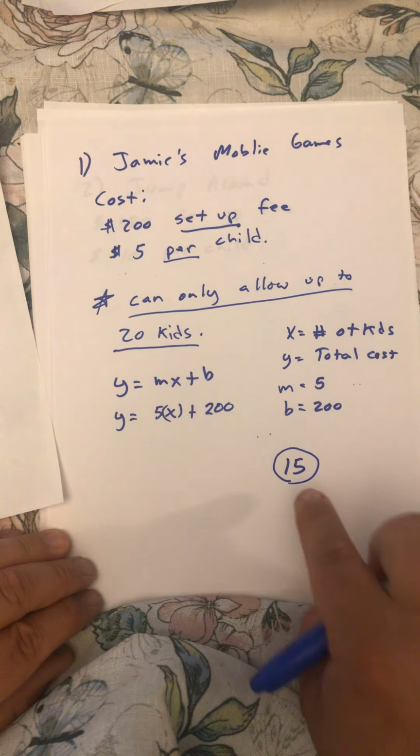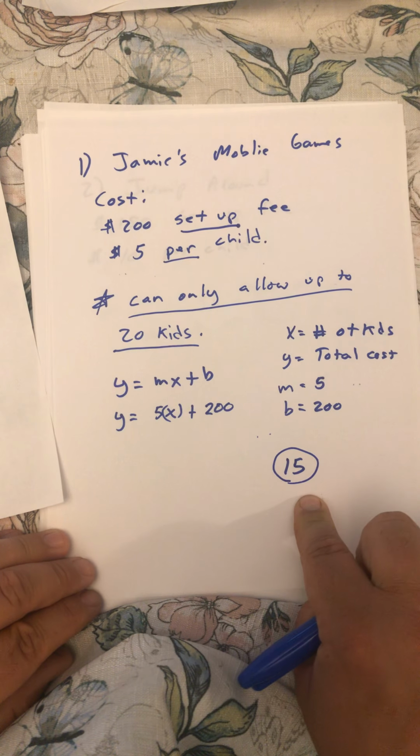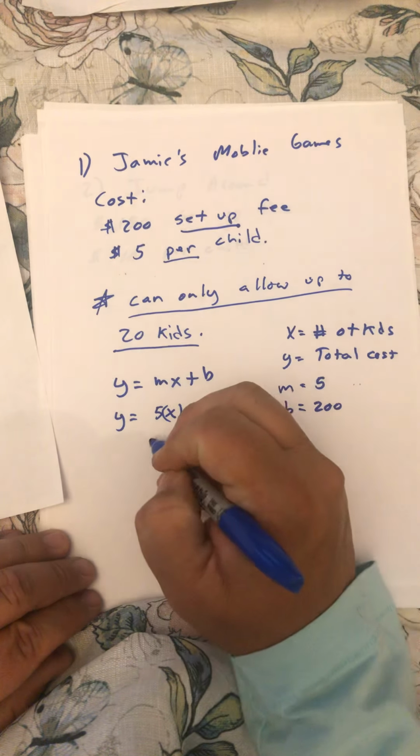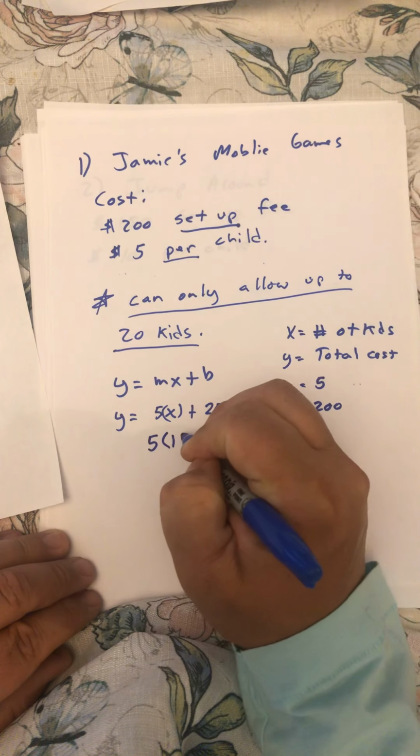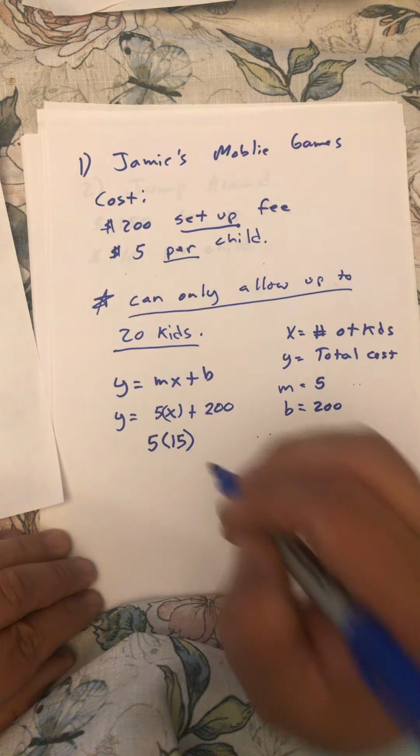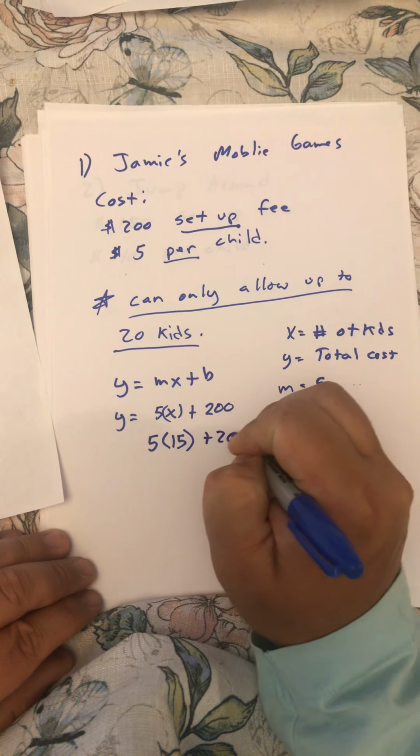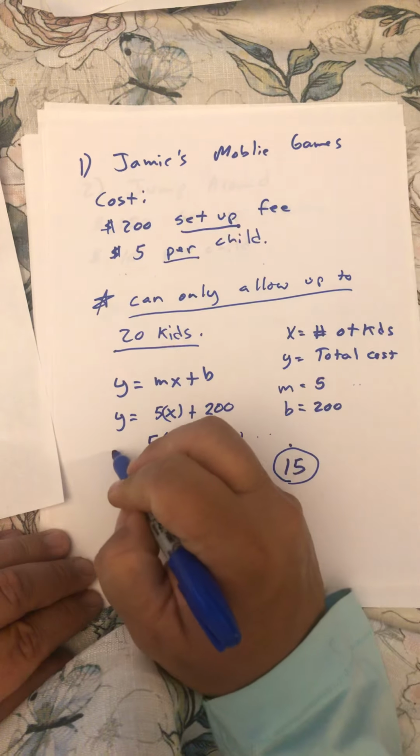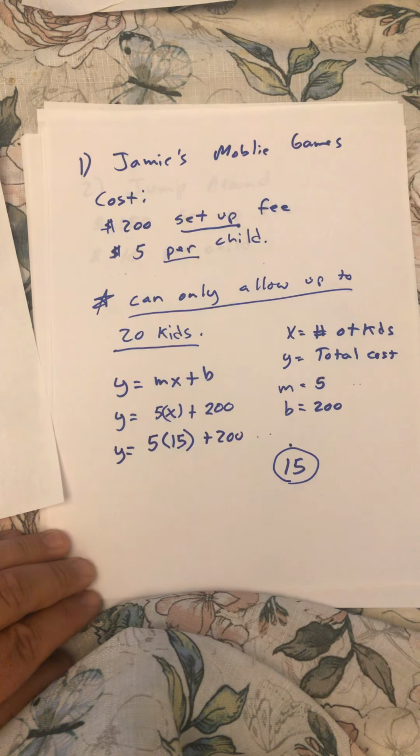So it describes the number of kids, which is 15. Now I'm going to take this 15 and put it into this equation. Now that 15 becomes my input. So I input it into the equation plus 200, and that equals y. And now I just go through and solve.